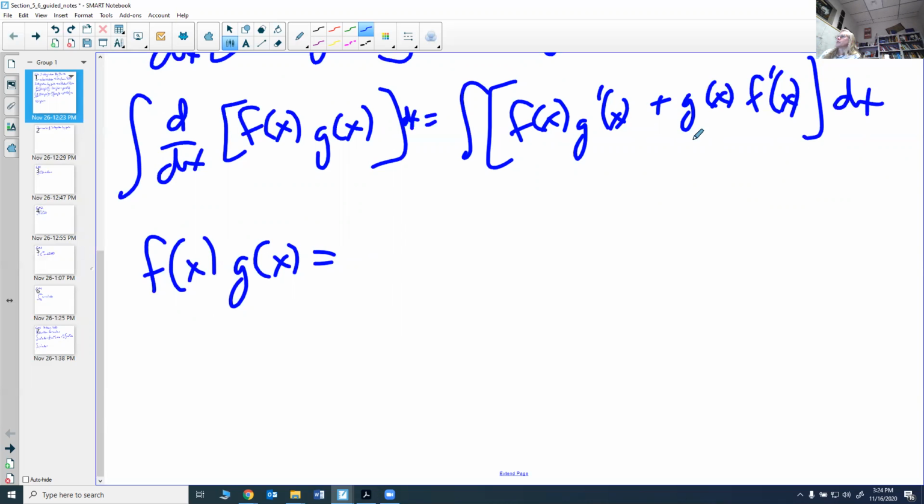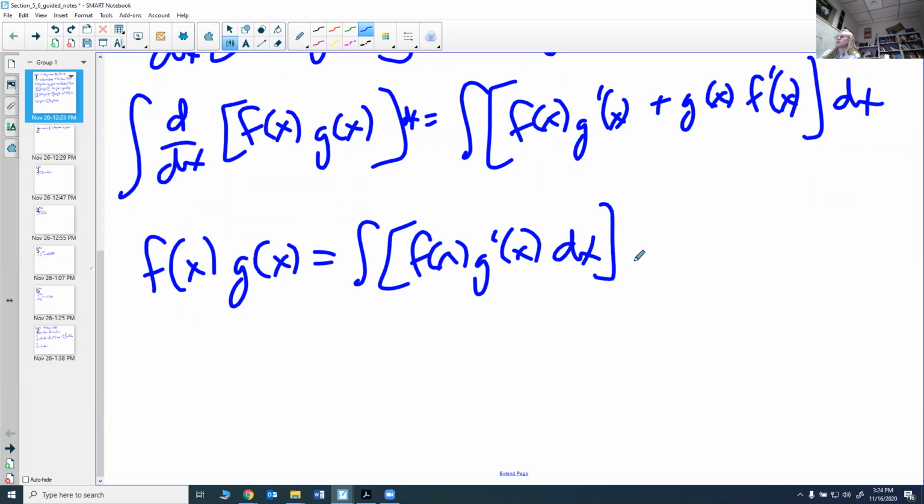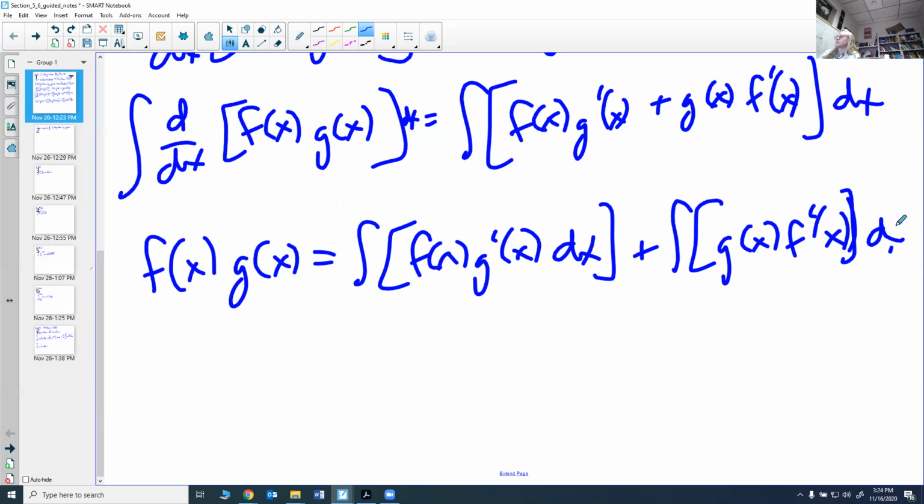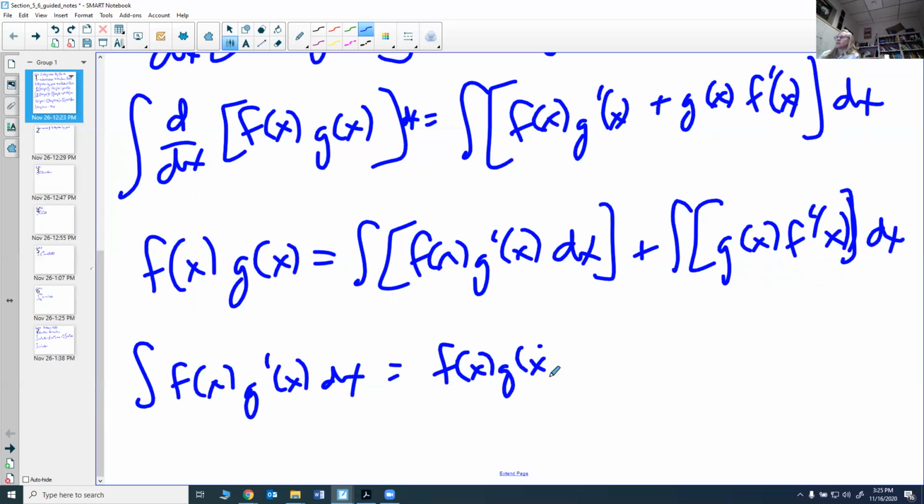We also have a property that says we can separate these two integrals out. So this will be the integral of f of x times g prime of x dx plus the integral of g of x times f prime of x dx. All right. So we want to find out what this is, and it doesn't matter which one you do. We're going to pick out the integral of f of x times g prime of x. If I do some algebra, the integral of f of x times g prime of x dx is equal to f of x times g of x minus the integral of g of x times f prime of x dx.